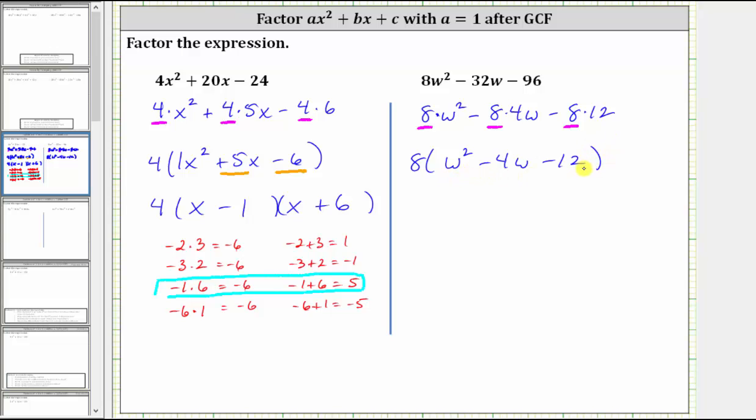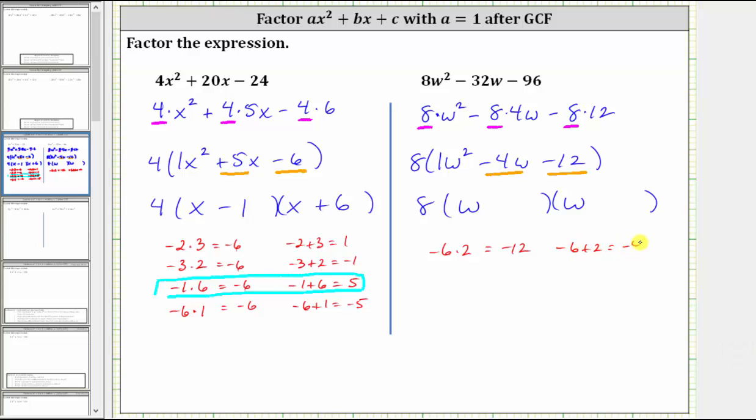The trinomial inside the parentheses now has a leading coefficient of 1. If it does factor further, it will factor into two binomial factors. The first term is w squared, which is equal to w times w. So we have a w in the first position here and the first position here. Because the leading coefficient is 1, the terms in the second positions must be the factors of negative 12 that add to negative 4.